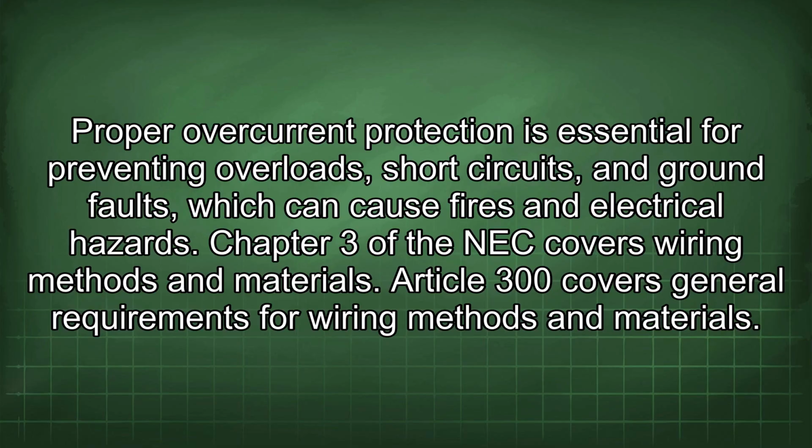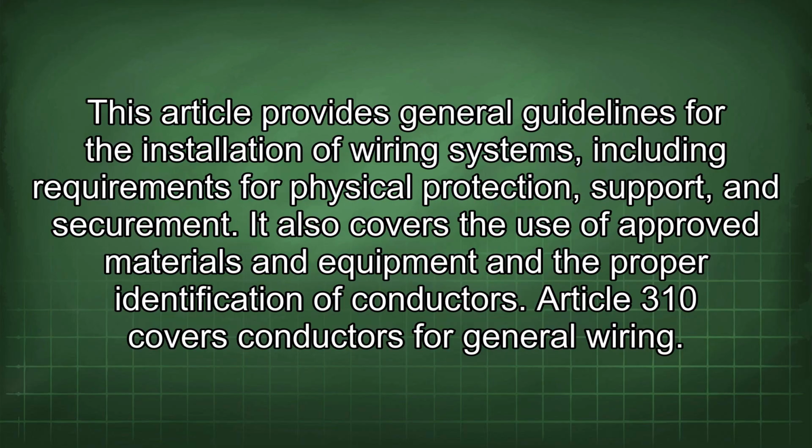Chapter 3 of the NEC covers wiring methods and materials. Article 300 covers general requirements for wiring methods and materials. This article provides general guidelines for the installation of wiring systems, including requirements for physical protection, support, and securement. It also covers the use of approved materials and equipment and the proper identification of conductors. Article 310 covers conductors for general wiring.